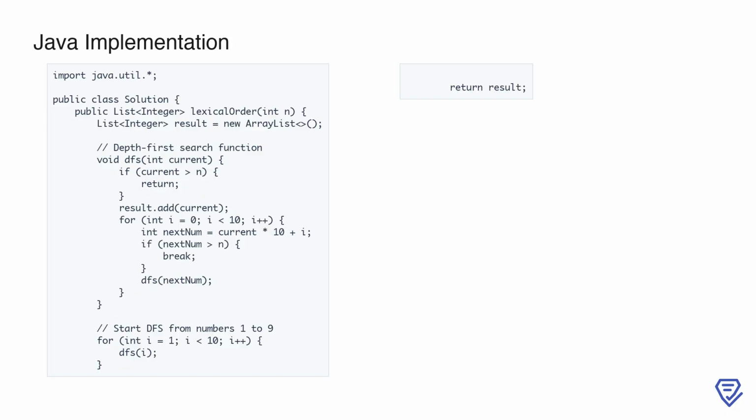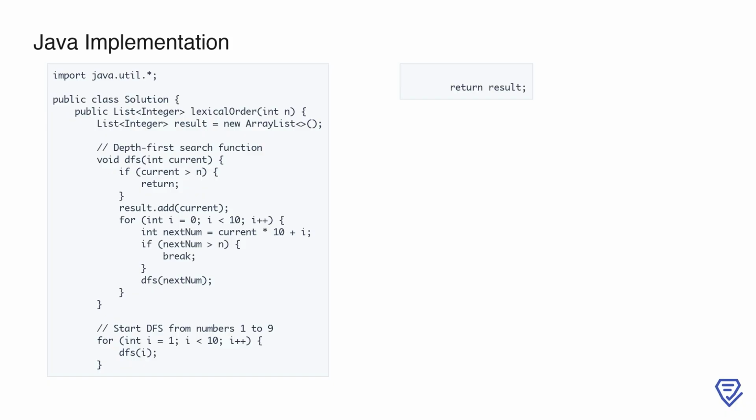Next, we define a helper function DFS, which stands for depth first search. This recursive function takes an integer current as its parameter, representing the current number we're processing. The first condition in DFS checks if current exceeds n, and if it does, we simply return to stop further recursion. Otherwise, we add the current number to the result list.